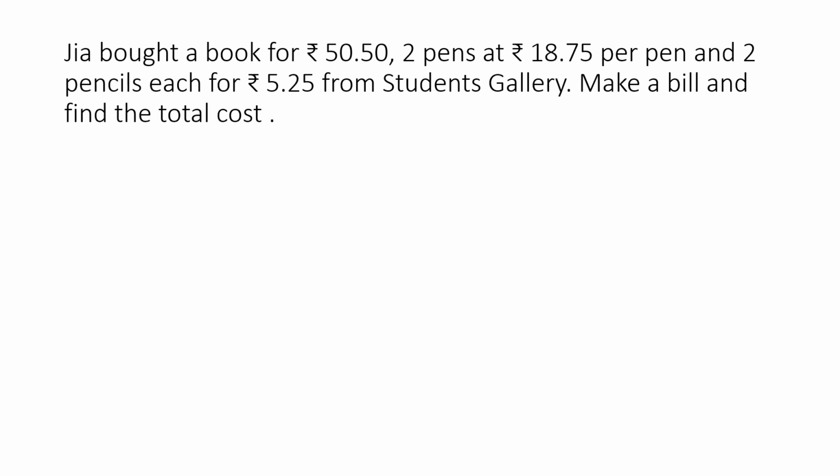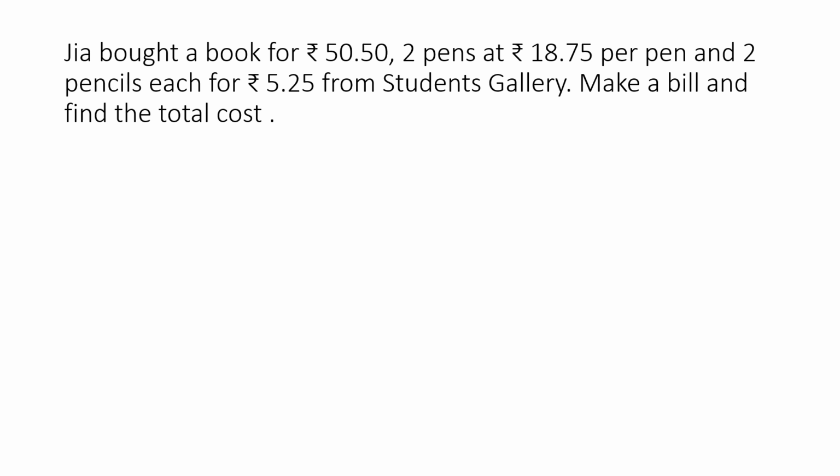Before proceeding to prepare a bill, first let's understand the question. Here, Gia has purchased a book. A book means one book at the cost of 50 rupees and 50 paisa. Then the second item that Gia purchases is 2 pens at 18 rupees 75 paise per pen. Here per pen means the cost of one pen is 18 rupees 75 paisa. So we need to calculate for 2 pens as she has purchased 2 pens.